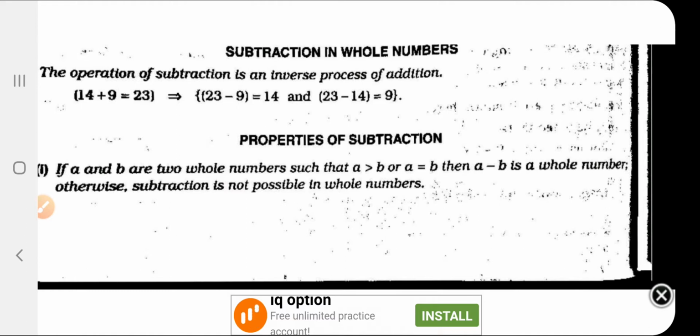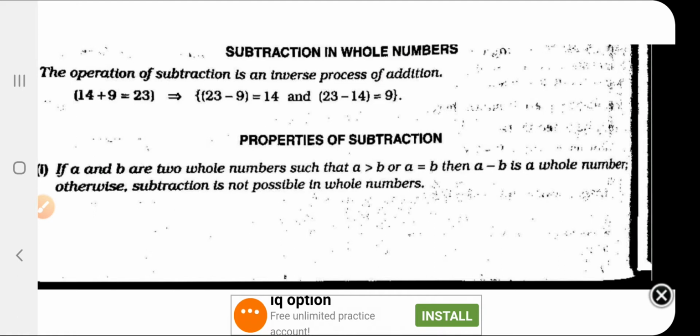You have to learn subtraction of whole numbers in this exercise, that is 3c, and in the examples solved in this video, subtraction of whole numbers will be explained. Okay, so let's begin. Subtraction in whole numbers.